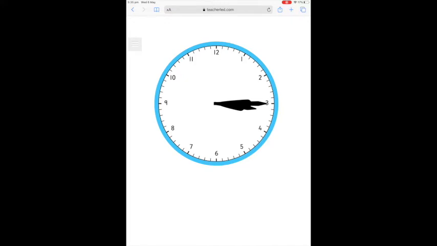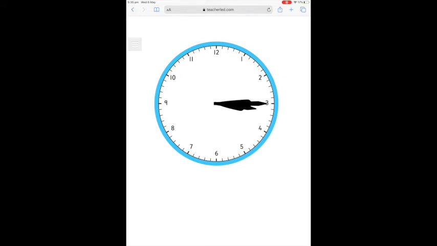I can see my long minute hand is still pointing to the 3, which is quarter past because that is where it was 1 hour earlier. But the hour hand has now moved. Instead of it being 2:15, it is now 3:15.